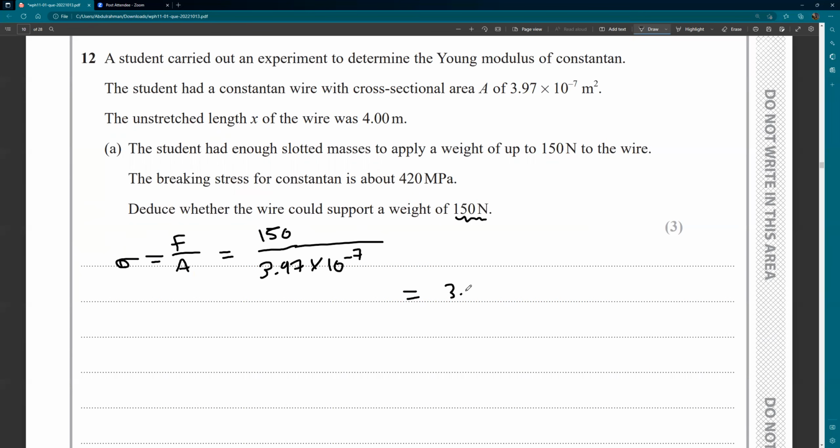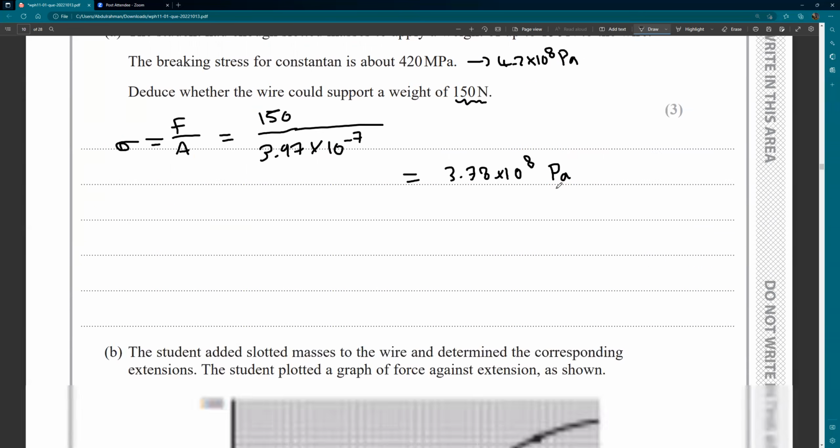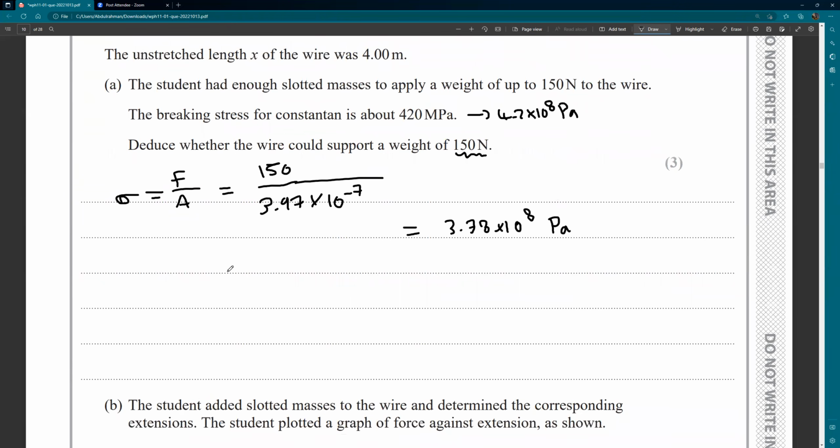So I get 3.78 times 10 to the 8 pascals, because that's the unit for stress. The breaking stress is 420 megapascals, or 4.2 times 10 to the 8 pascals. So what I can conclude is that 3.78 is less than 4.2. Thus, it won't break. I think those are very generous 3 marks.